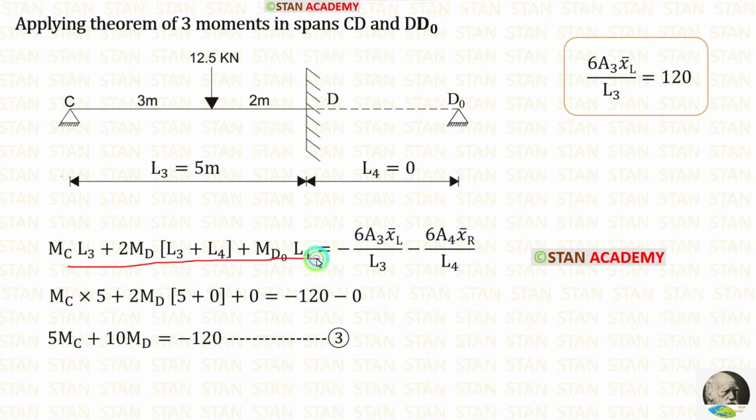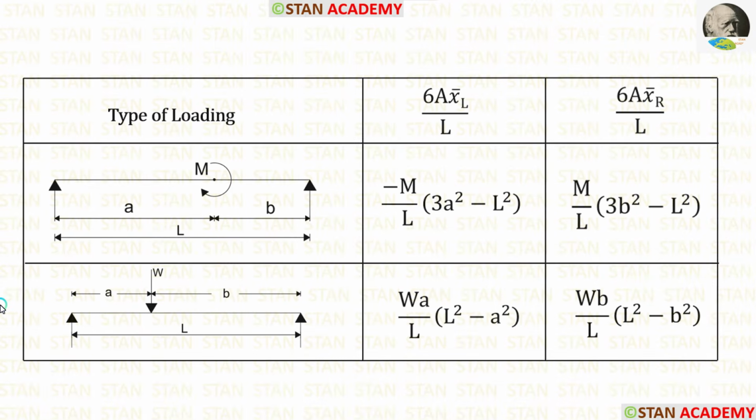Now in this equation, let us apply the values. This term and this term will be 0 because they are for the imaginary span. L3 is equal to 5, L4 is equal to 0. Let us apply the values. After the calculation, we are making the third equation. Alternatively, using the formulas, we can calculate 6A x bar left upon L and 6A x bar right upon L.